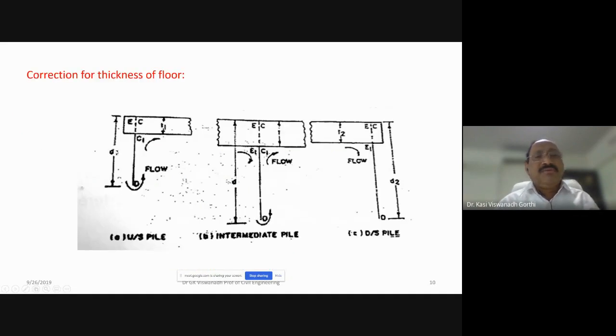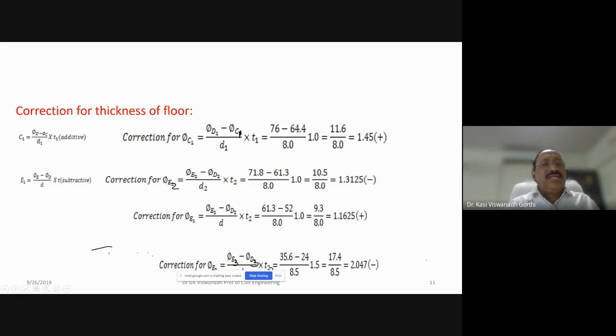What is D1 and T1? T1 is the thickness of the horizontal floor, which we neglected in the earlier case. And D1 is the pile thickness starting from the top of the floor. So (φD − φC)/D1 × T1 is the correction for φC1. So the correction for φC1 will be (φD1 − φC1)/D1 × T1.